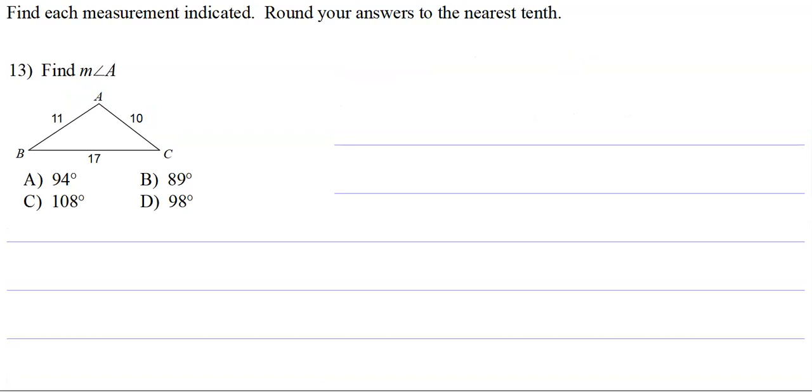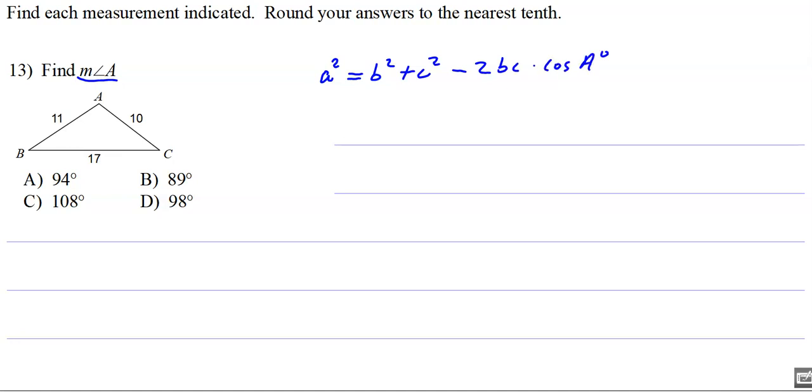Number 13, this is a side, side, side problem. All three sides. So I know this is law of cosines. I need to get the angle A. So I'm going to use the A equation. A squared, not plus. A squared equals B squared plus C squared minus 2BC, all times the cosine of big A.